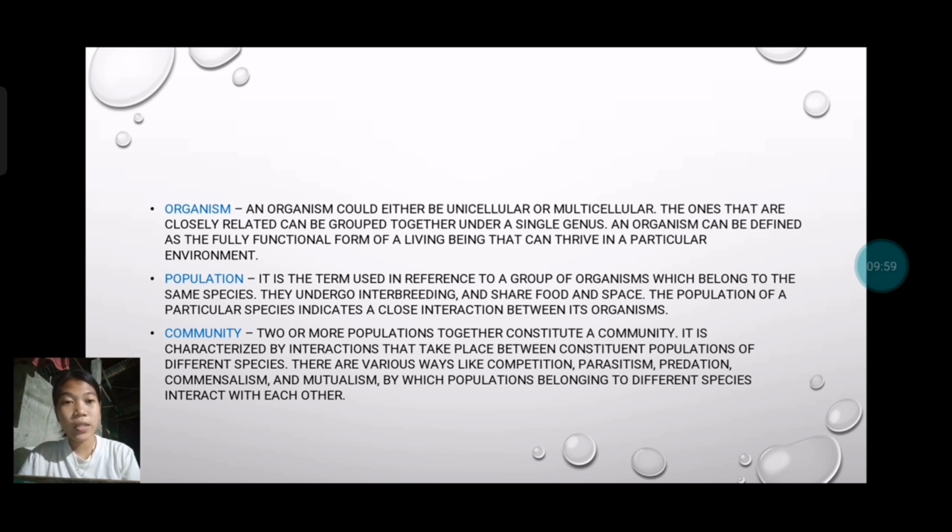The next one was the community. Two or more populations together constitute a community. It is characterized by interactions that take place between constituent populations of different species. There are various ways, like competition, parasitism, predation, commensalism, and mutualism, by which populations belonging to different species interact with each other.